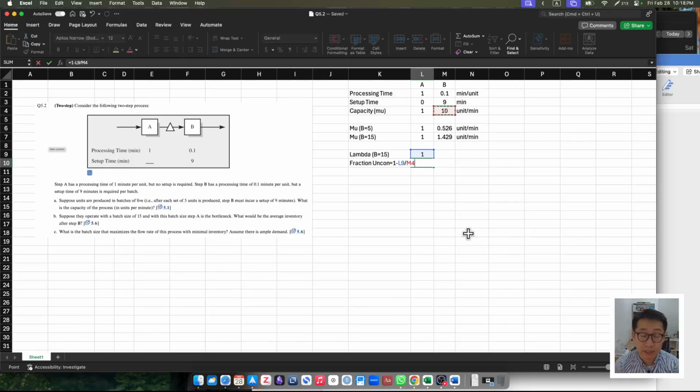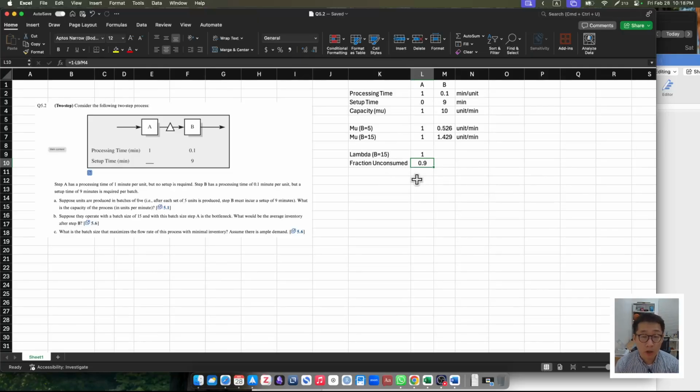According to your textbook formulation, it's lambda times p, but p is really nothing but 1 over capacity. So that's what I did here, 1 over capacity. Or I could have just done this, but it will lead to the same result. But this follows our formulation in the lecture note. So that's going to be the fraction unconsumed.